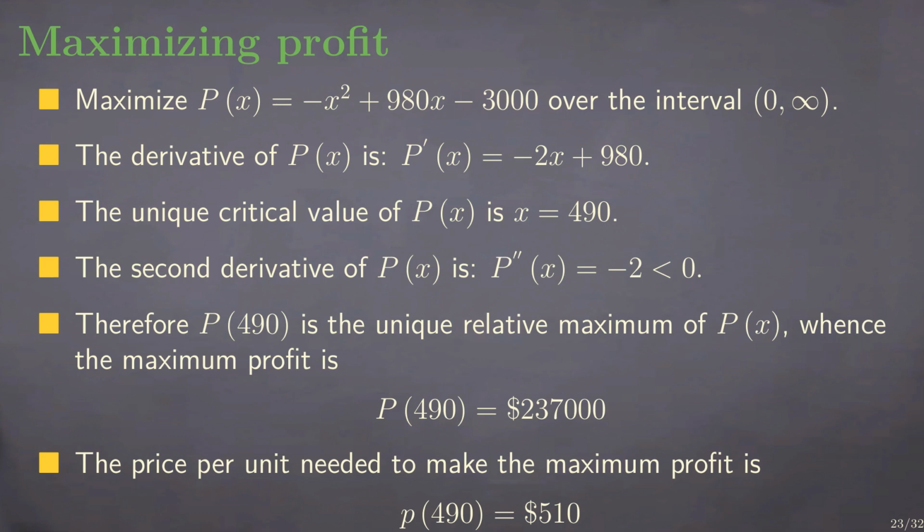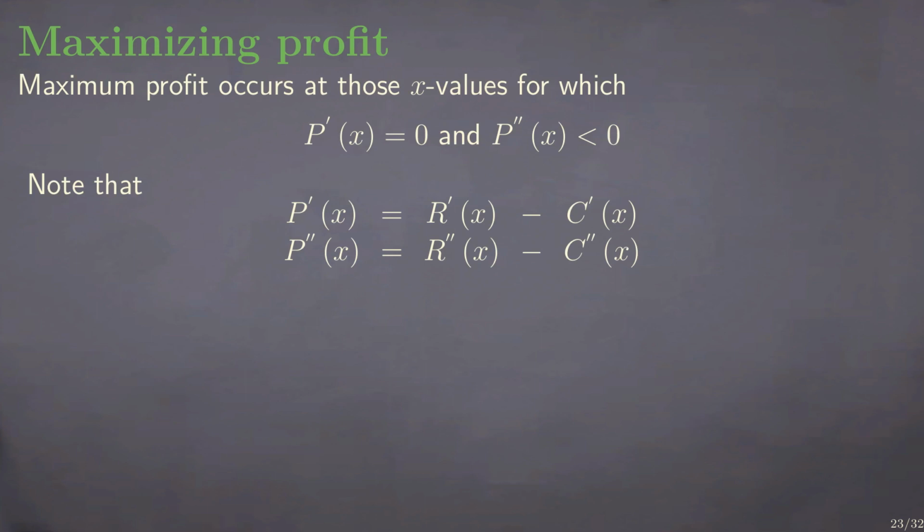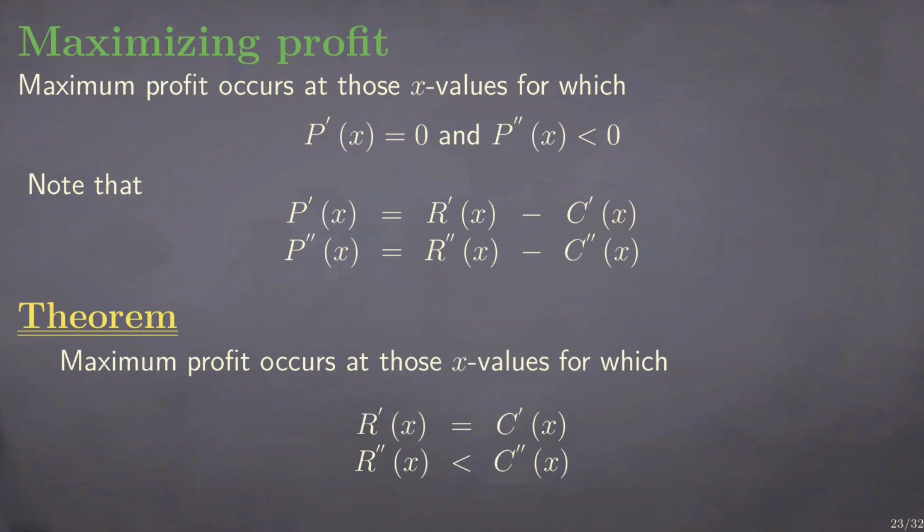So from this example, we know that maximum profit occurs at those x values for which the derivative of P is 0 and the second derivative of P is negative. But you know that the profit function P is the difference between the revenue and the cost functions. So by rephrasing this, we get a very useful remark: the maximum profit occurs at those x values for which the first derivative of the revenue is the same as the first derivative of the cost, and the second derivative of the revenue is less than that of the cost.